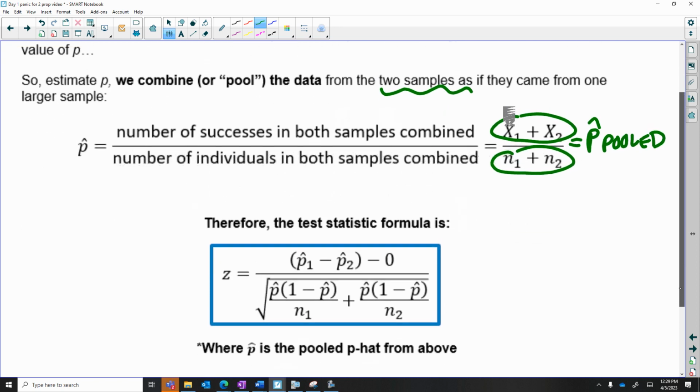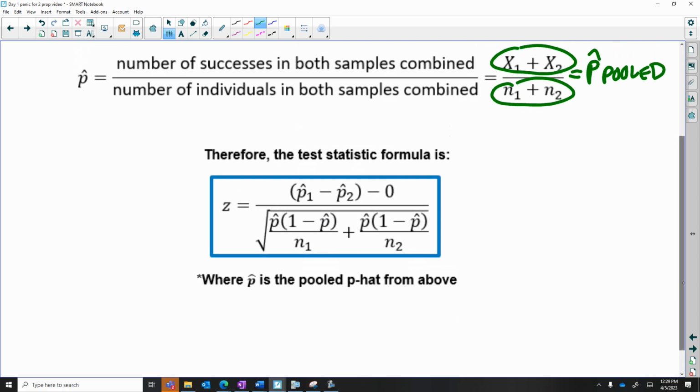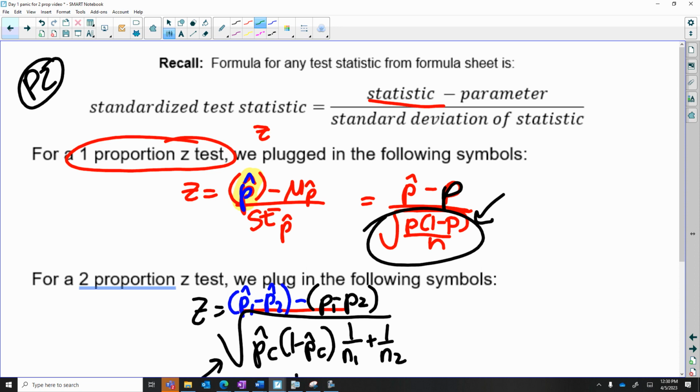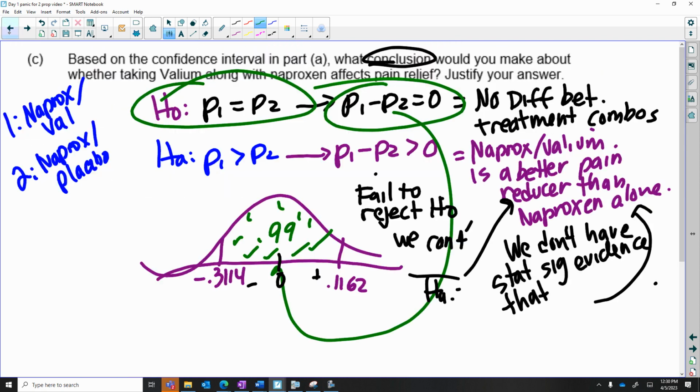The formula above is not pooled. That formula is the not special case one. When we do the pooled p hat, we're going to use the formula that I just wrote for you on the bottom, okay? So I am going to do that pooled p hat now for the question about the naproxen and Valium. I'm going to go back to my data.